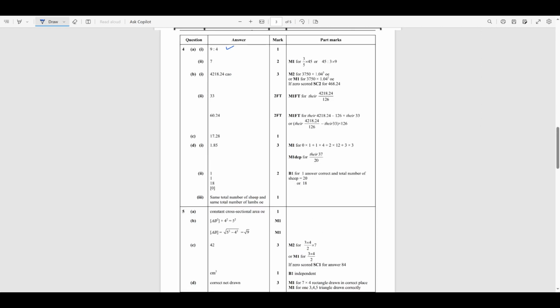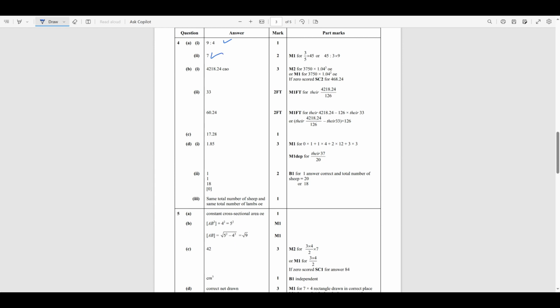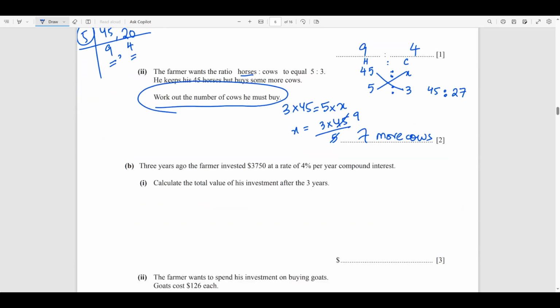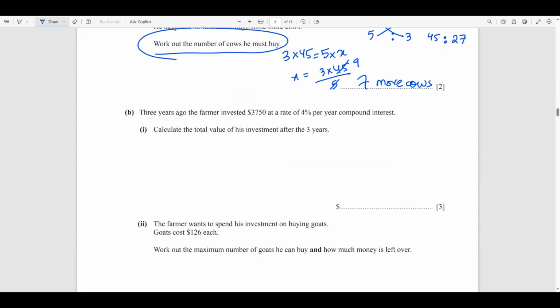Yeah, okay, so question 7. 3 years ago, the farmer invested, okay, this is the calculator question, right? So this is the principal amount which is invested. This is the rate and compound interest, all right, after 3 years compounded.